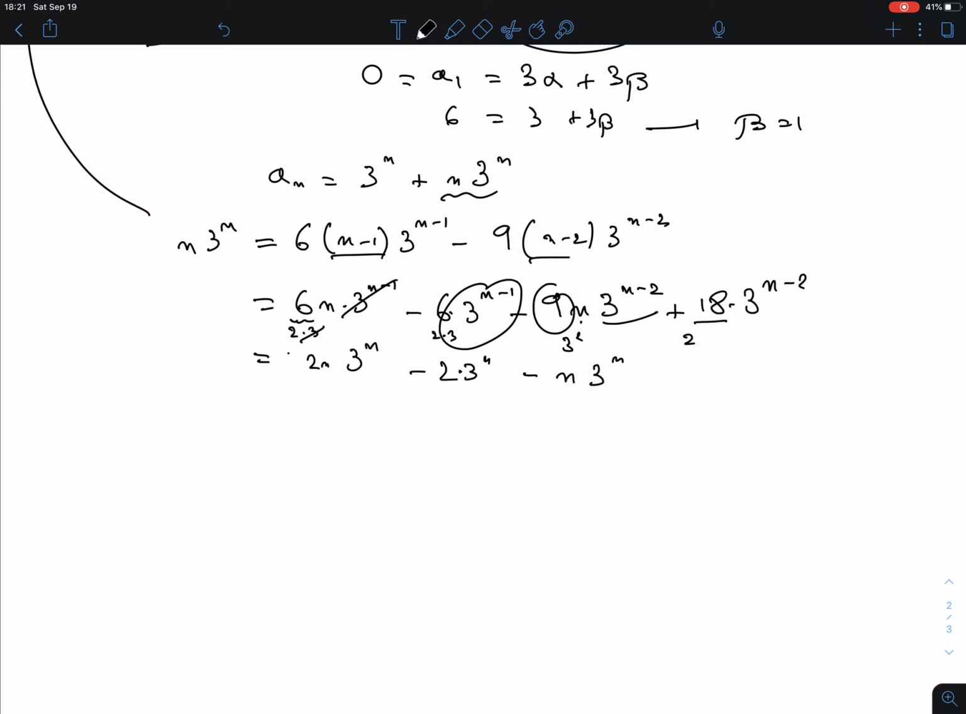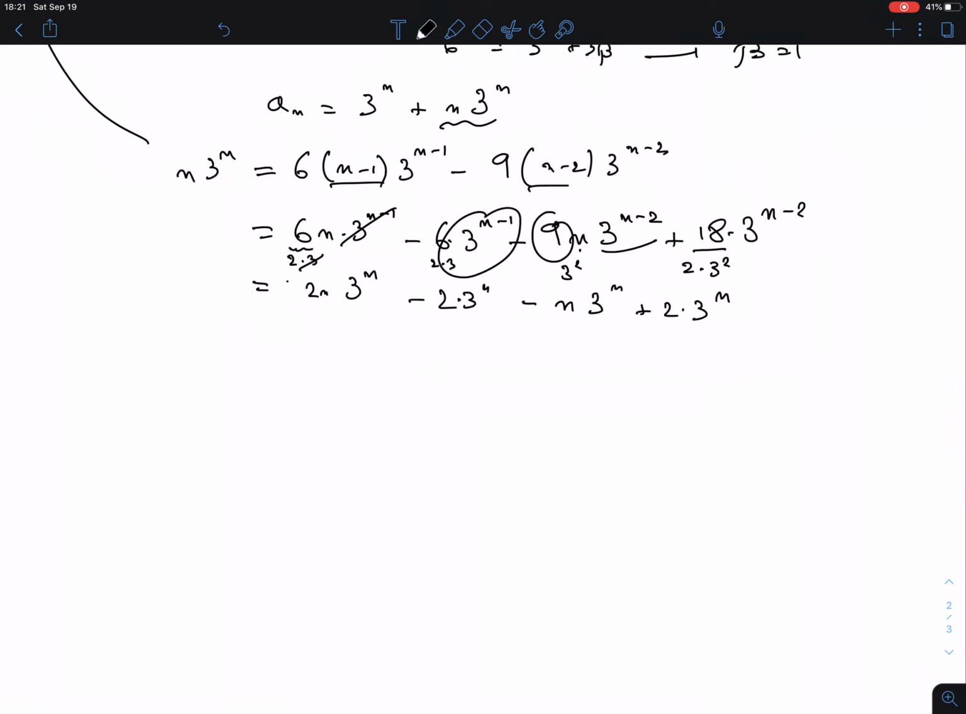Here we have 2 times 3 squared. Let's combine this to get plus 2, 3 to the power n. Let's see what we get now. Now we have like terms. Everything is powers of n. First of all, these two guys cancel out.